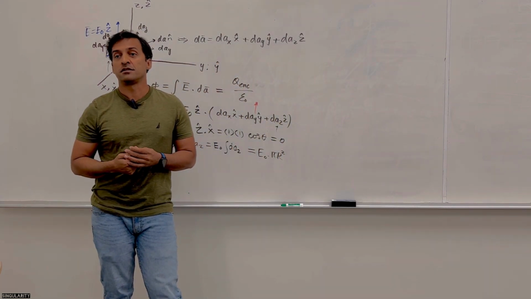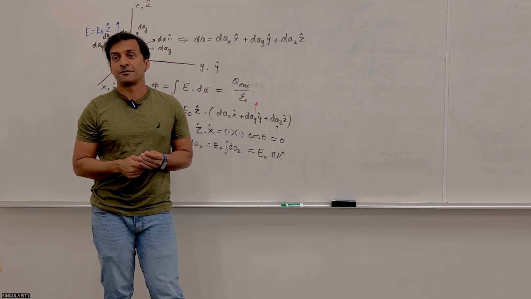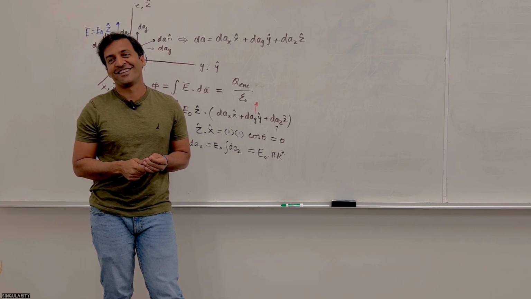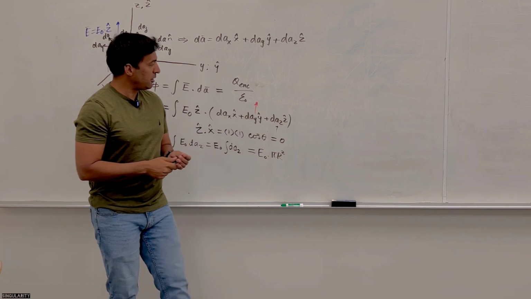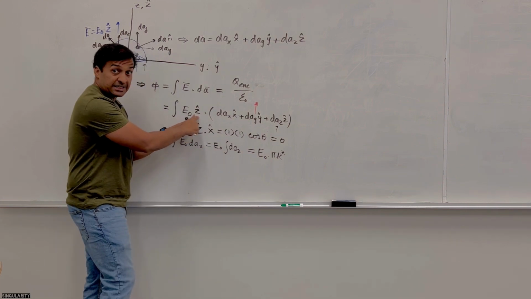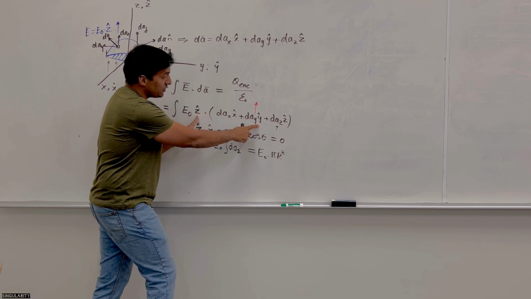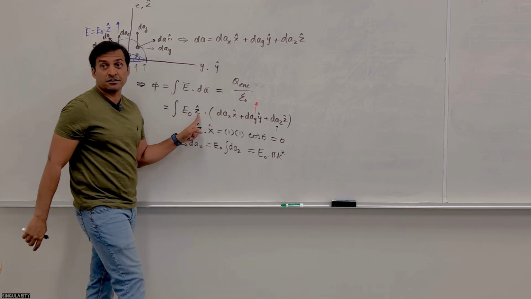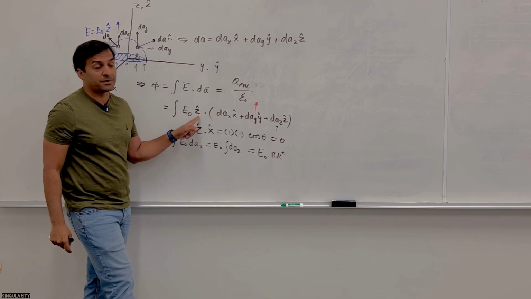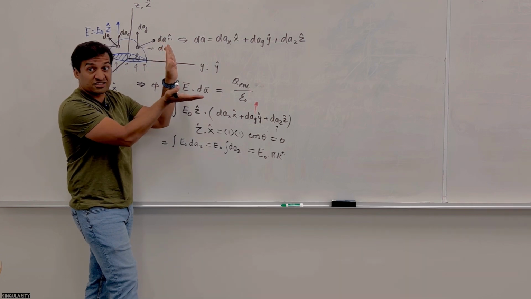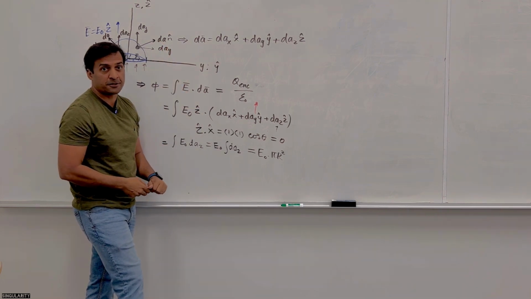Yes? I want to ask, for that problem that you just erased, it would have been E naught dAy? Oh, it would be E naught Z dotted with dAy y unit vector. So Z dot y is 0. That's why it's 0. Yeah, because the electric field and non-zero area elements are perpendicular to each other.